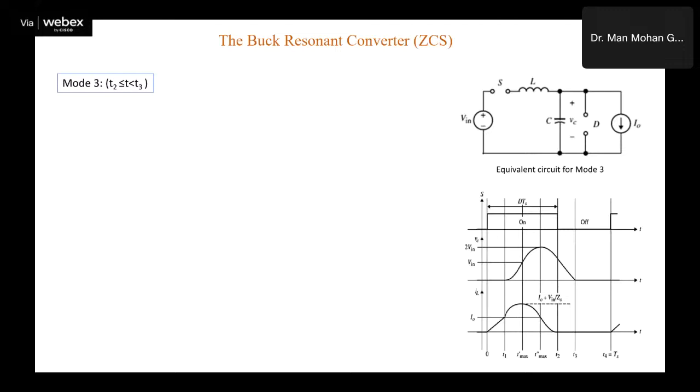Capacitor voltage decreases linearly. Now this capacitor voltage is decreasing linearly, and how long will it decrease? How long will it decrease? So what is VC at t2?